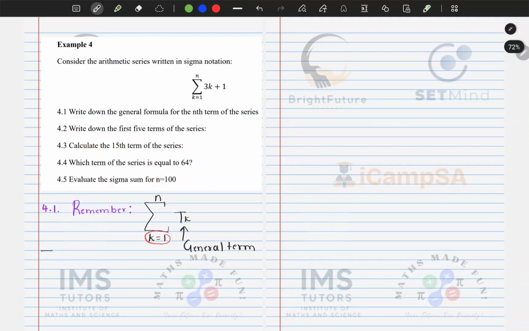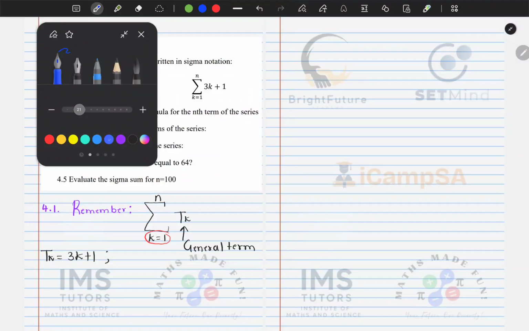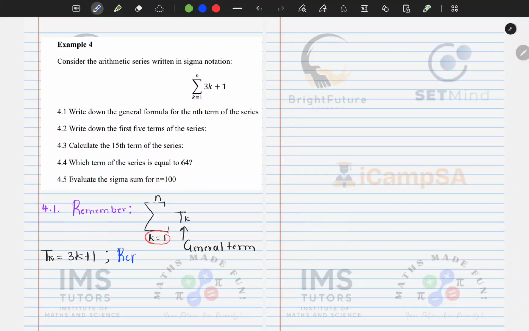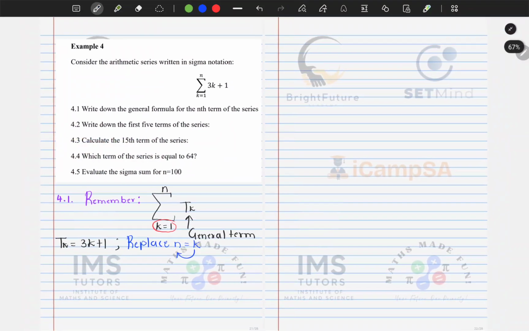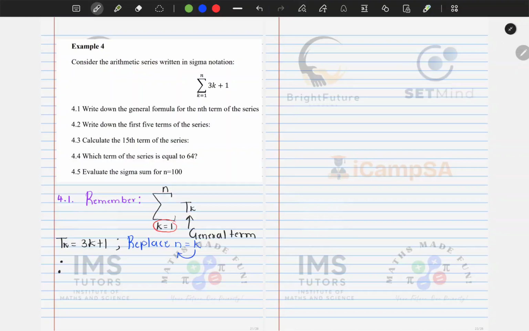So it means our Tk, looking at the problem, is just 3k plus 1. And remember, what we do when we move to sigma notation, we always replace n with k. So now I'm going to do it the other way around, where I'm going to take the k and replace it with n in order for us to find our Tn. So therefore, our Tn for this expression will just be 3n plus 1. So that is what we have.